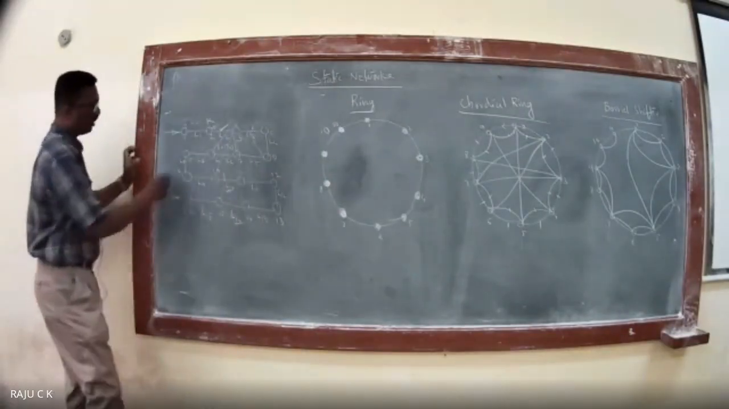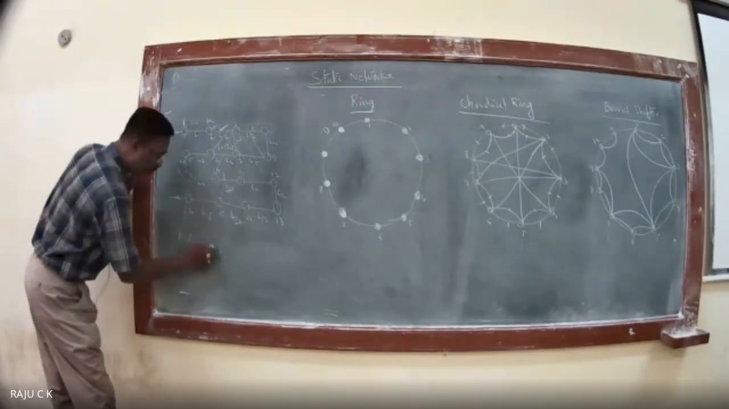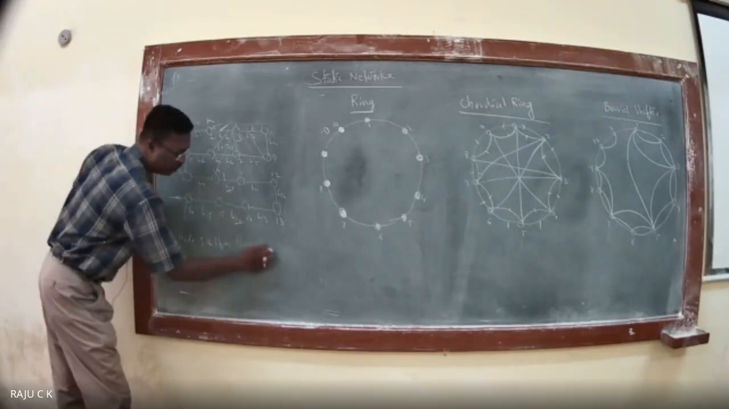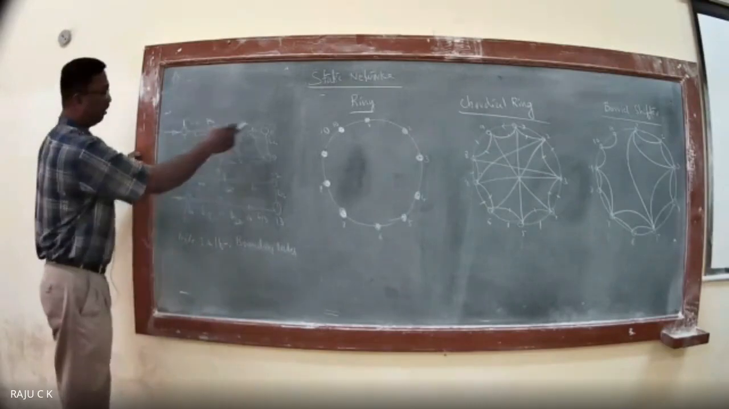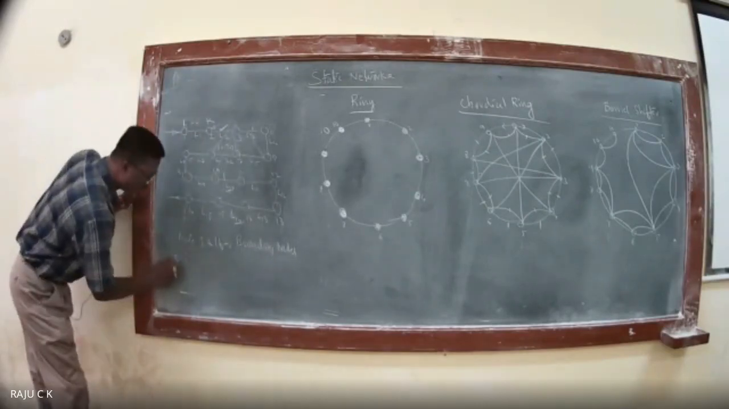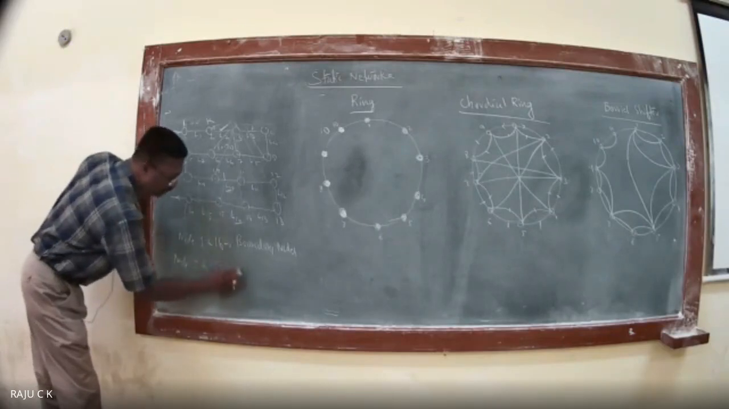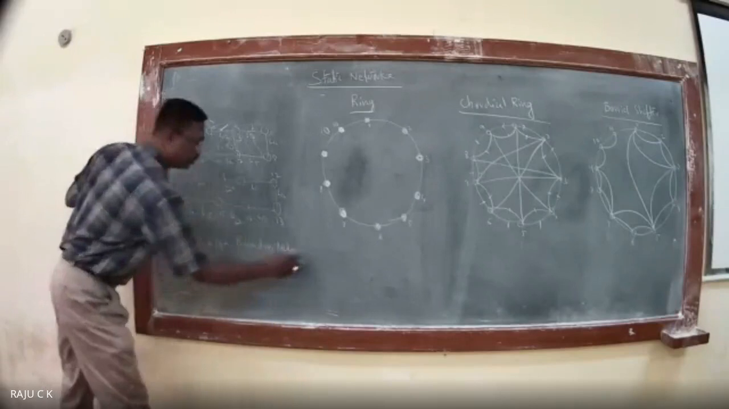So this you can call node number 1, and node number 16 will be called boundary nodes. The remaining nodes, 2 to 15, will be called inside nodes or intermediate nodes. You can call them inside nodes.